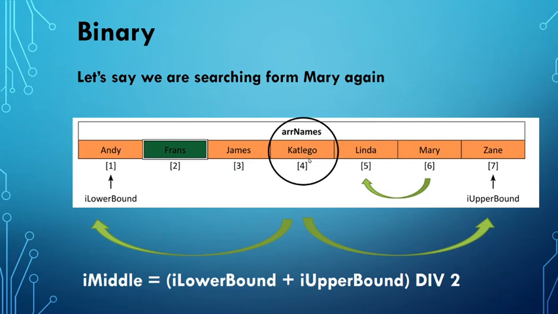Is it Kahlito bigger or smaller? It's bigger. Okay, new middle is Mary. Is it the same? Yes, done. So in an array with 15,000, we cut out in the first round about 7,500 search results. So now our middle is 7,500.